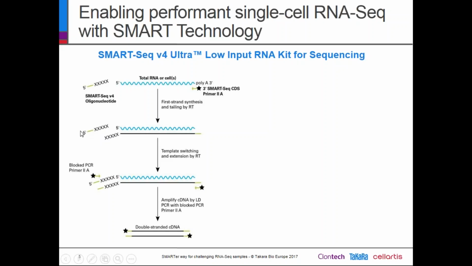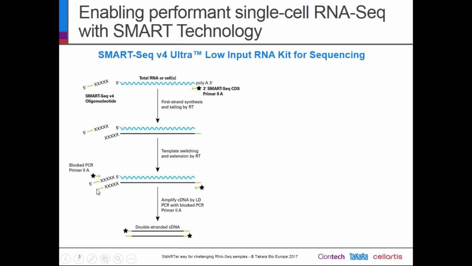And also will carry another stretch of this SMART sequence, again here in green. So after the annealing of this template switching oligo to these non-template nucleotides, the reverse transcriptase will change the template. So this is what we call template switching. And it will change from using the RNA as template to use this oligo, the SMART oligo, as template.